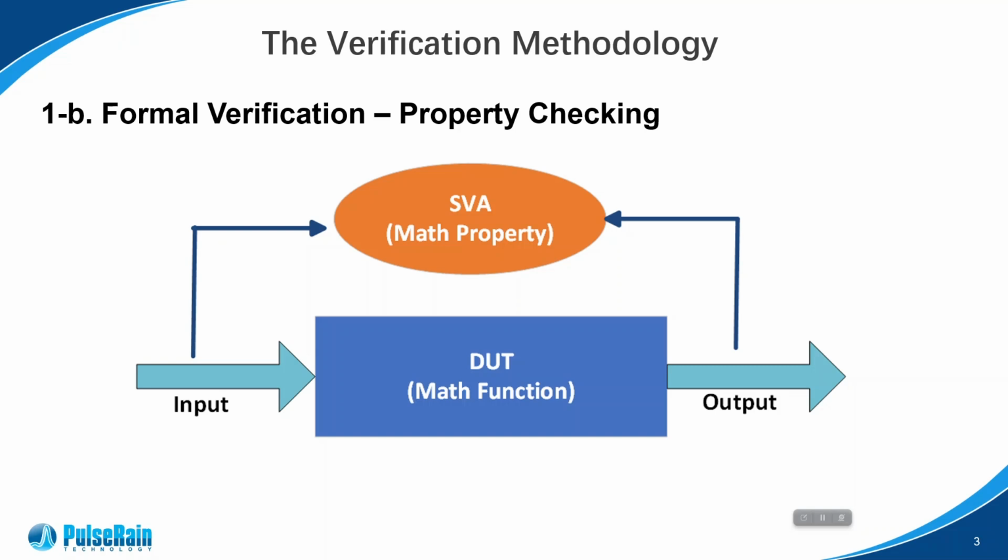And for the formal property verification, the DUT is treated like a math function whose property is described by SVA. SVA stands for System Verilog Assertion. And as illustrated in this diagram, the tool for formal property verification will use an analytical method to check the DUT against those SVAs and try to find out if there's any counter examples.